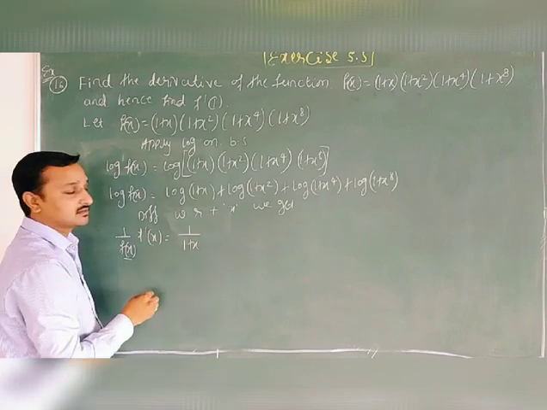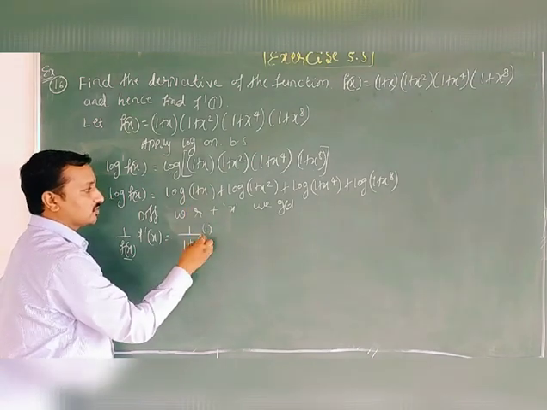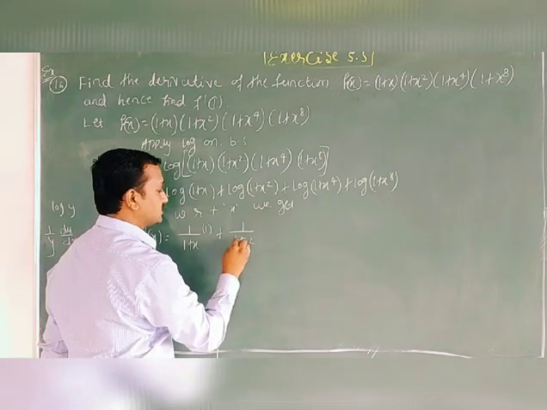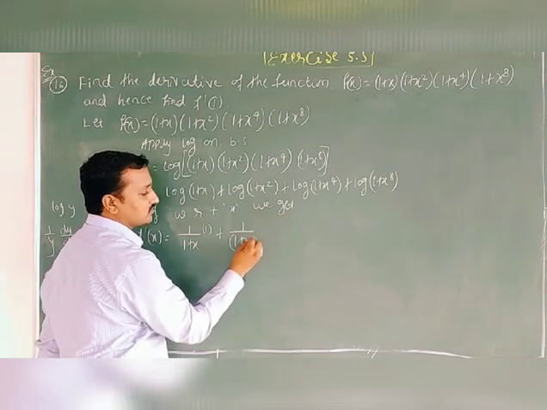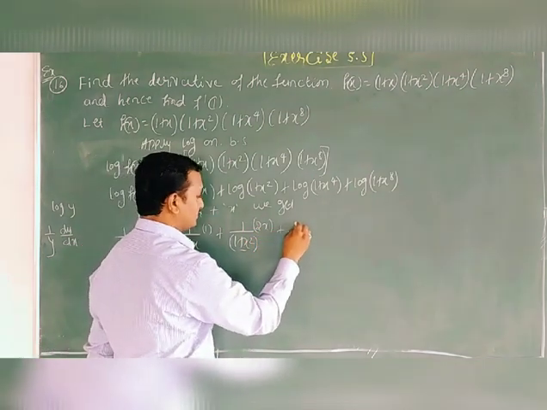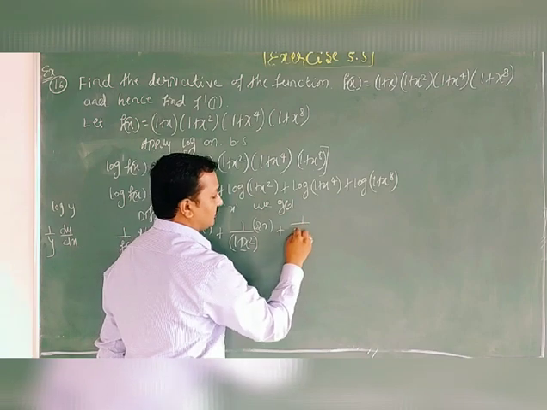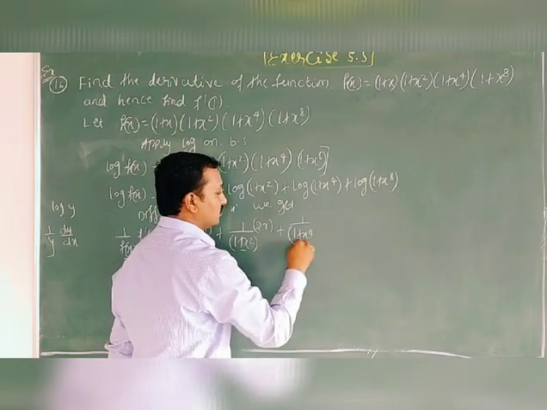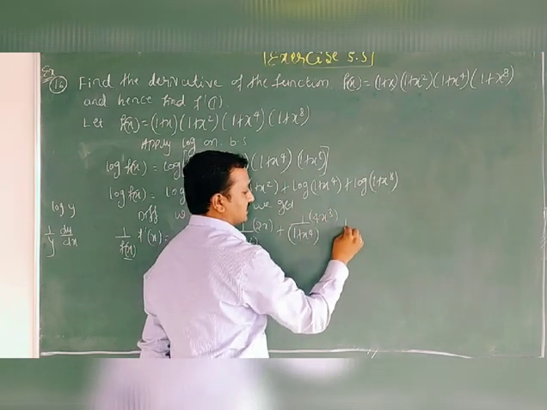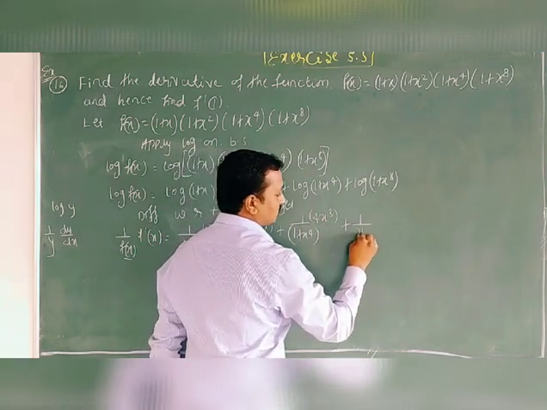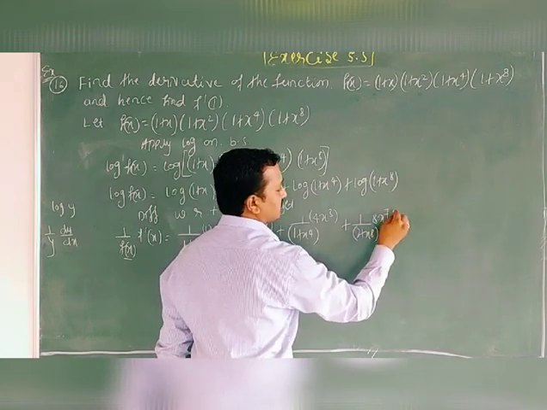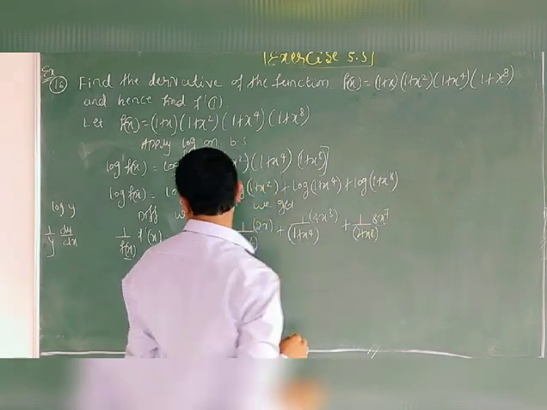So 1 by f of x. The derivative of log of 1 plus x is 1 divided by 1 plus x, with the derivative of x being 1, not a problem. Plus the log of 1 plus x square gives 1 divided by 1 plus x square, times 2x. Plus the next term, 1 divided by 1 plus x raised to 4, times 4x cube. Then plus 1 divided by 1 plus x raised to 8, times 8x raised to 7. Is it clear?